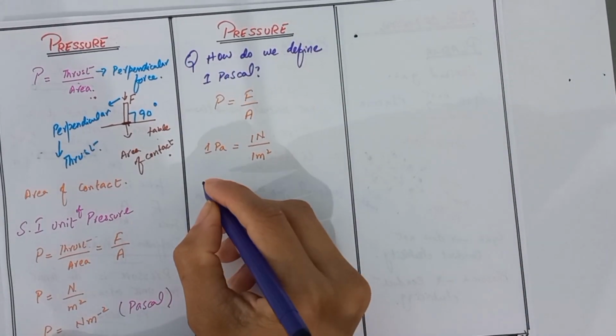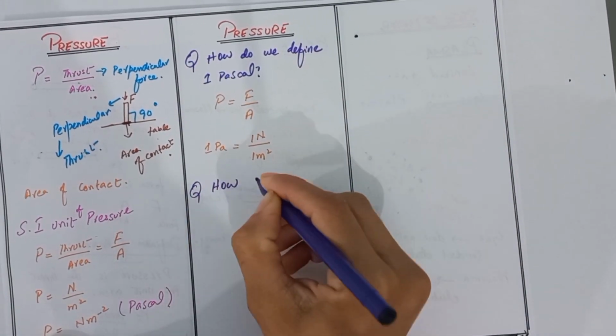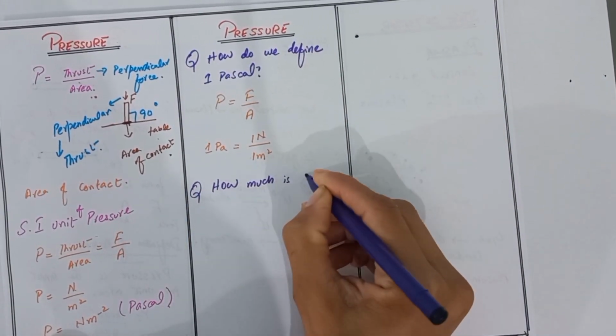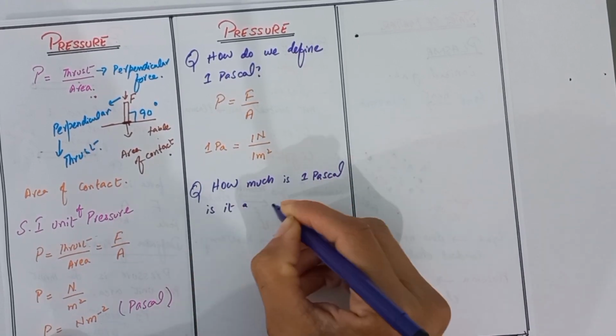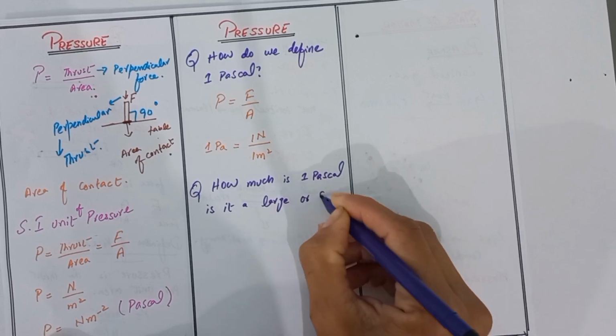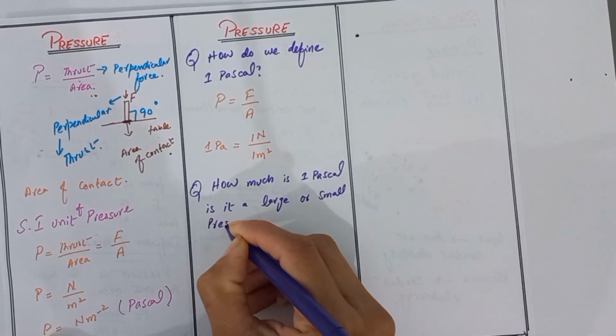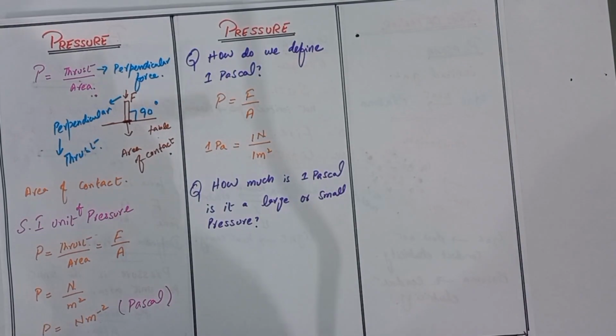So the second question arises: how much is 1 Pascal? Is it a large pressure or a small pressure? What do you think guys? Is it a large pressure or small pressure?